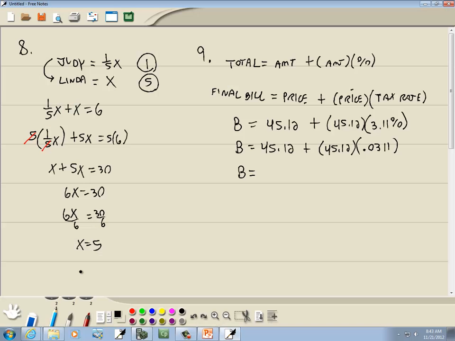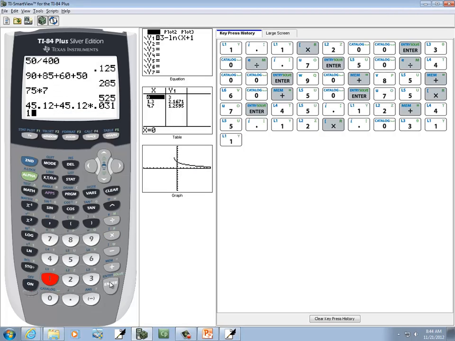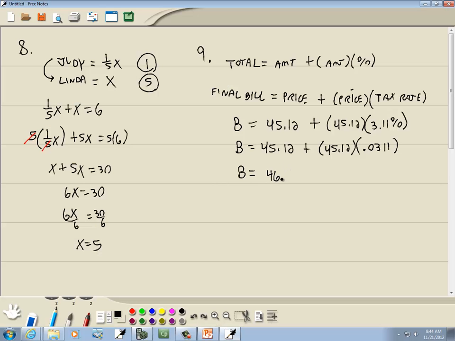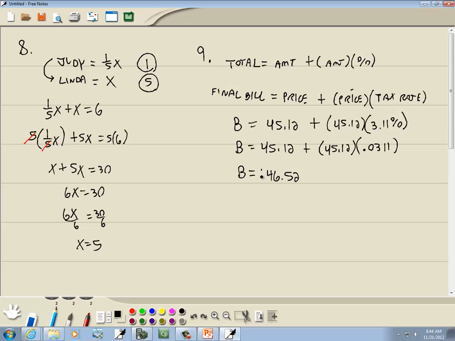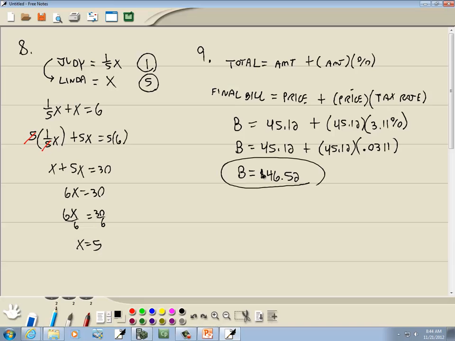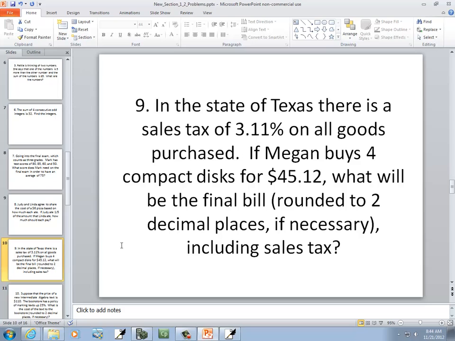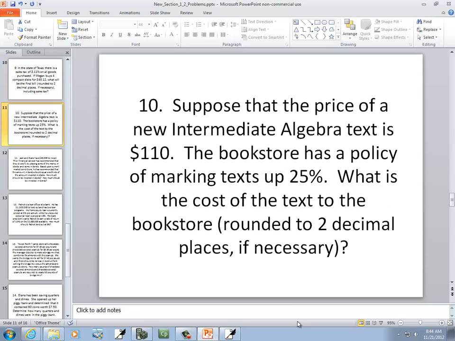45.12 plus 45.12 times 0.0311. And I'll take it to 2 decimal places. That'll give us 46 plus 0.52 for amount. Assuming I typed in right. Yeah. I think we'll see the other type where it's a discount type of deal. If not this section, then probably another one.